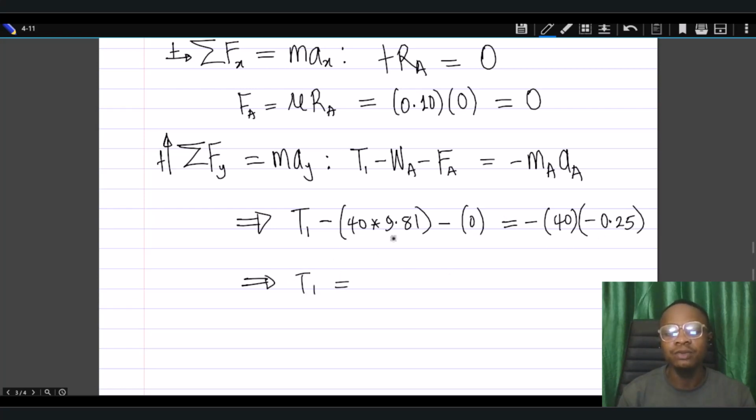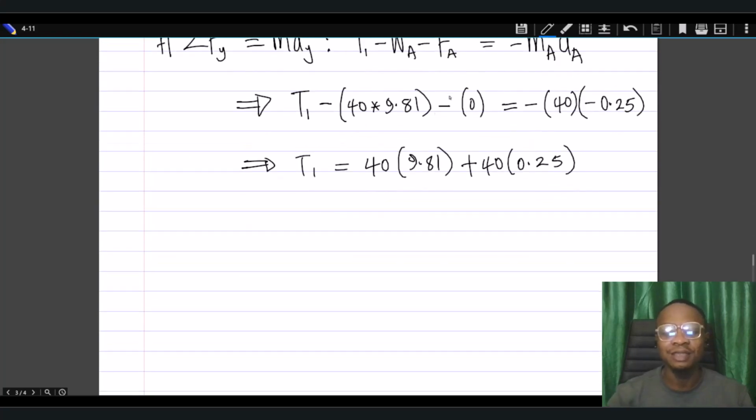T1 will be equal to, so we can take this to the other side, 40 into 9.81, then minus minus, these minuses become plus, another 40 into 0.25. Of course, 0 is forgotten, so it has no influence on this. From this, we can clearly see that we have our T1 already. So T1, if you like, you can say is equal to 40 into 9.81 plus 0.25.